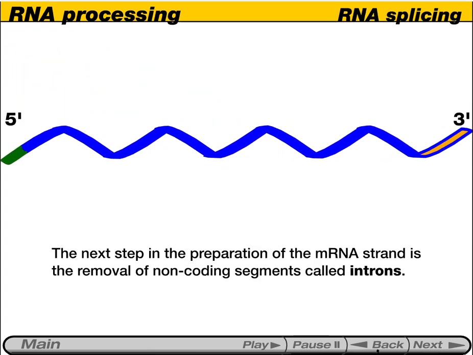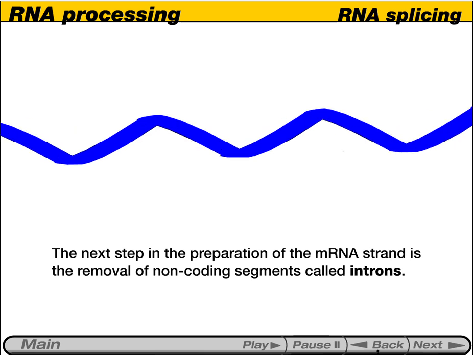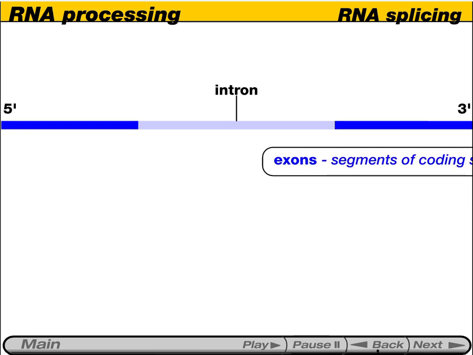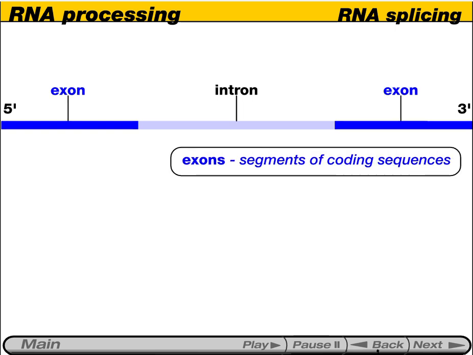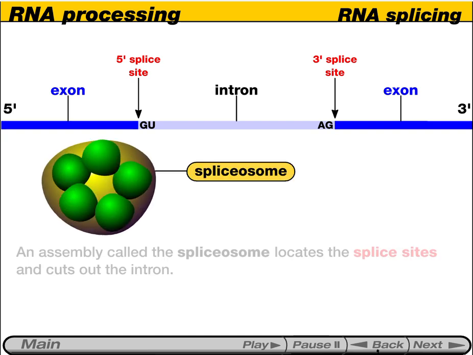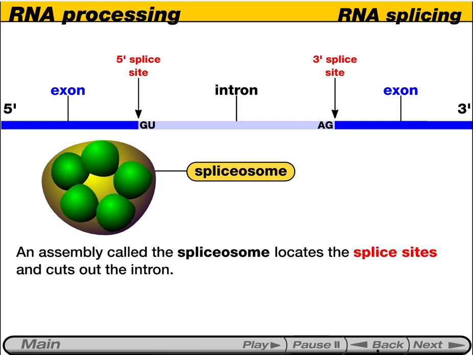The next step in the preparation of the mRNA strand is the removal of non-coding segments called introns. Introns are sequences that are part of the primary transcript but do not contribute useful information for coding a protein. Exons are segments of coding sequences. The endpoints of the intron contain nucleotide sequences that are recognizable as splice sites, indicating where the strand is to be cut. An assembly called the spliceosome locates the splice sites and cuts out the intron.